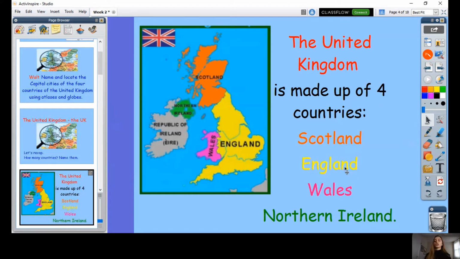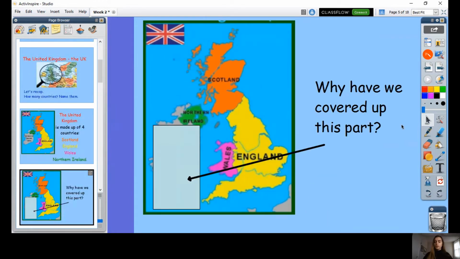Fantastic. And those are the 4 countries that make up the United Kingdom, or people also call that the UK. I have a question for you that I want you to pause the video and have a think about. Why have we covered up this part here? Pause the video and have a think. Okay, why have we covered it up? Can you tell me?